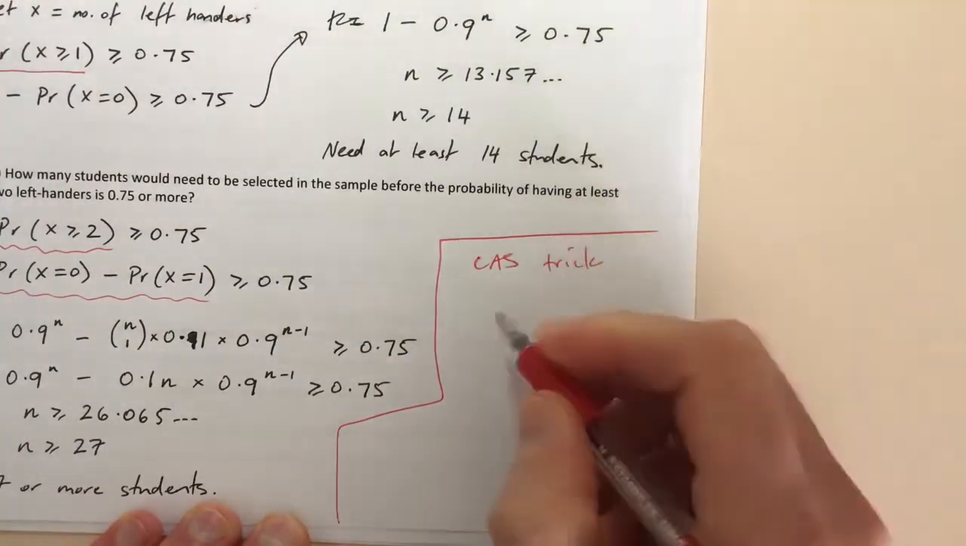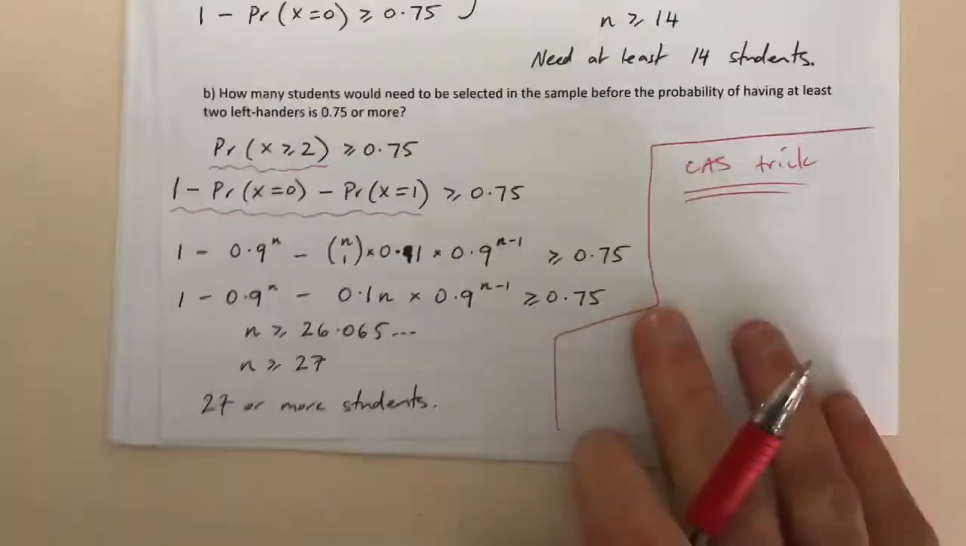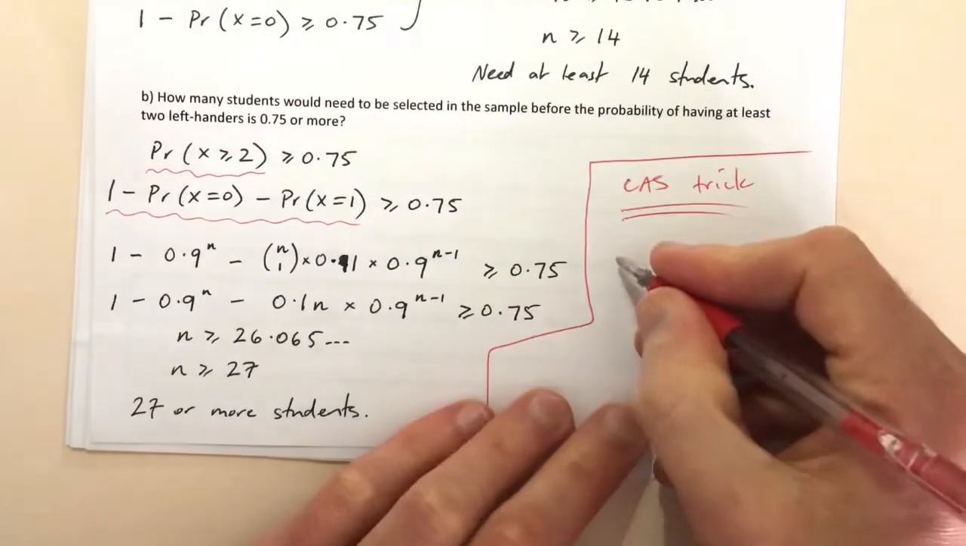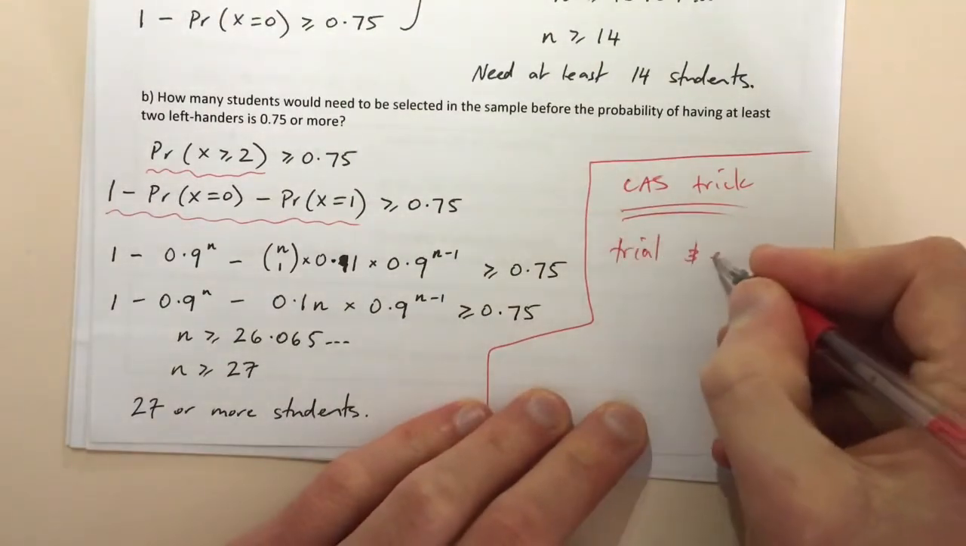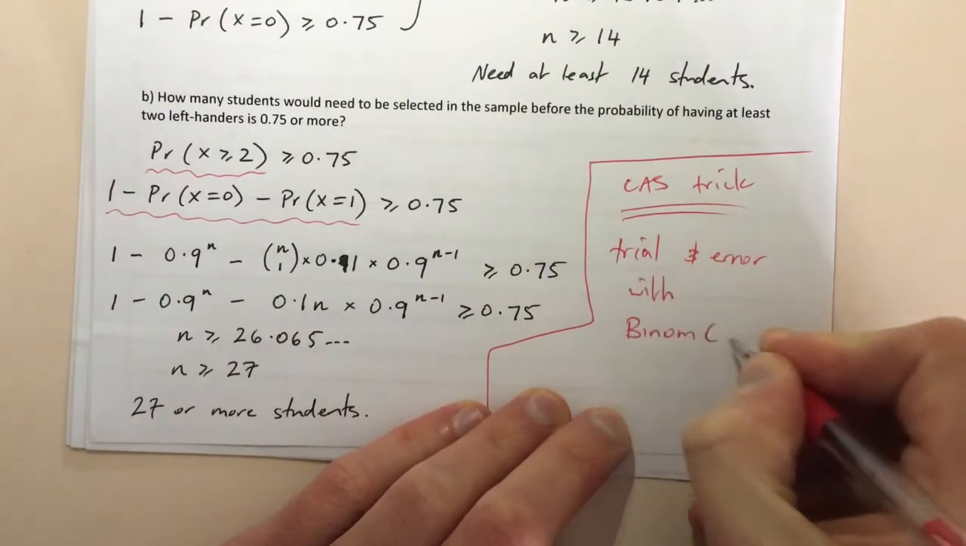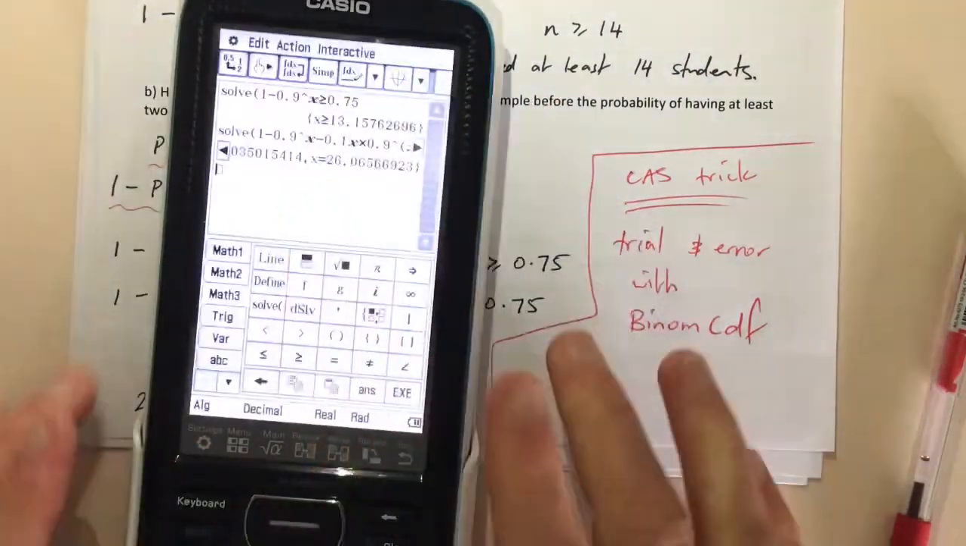The difficulty with this one though is that it's kind of hard to show working out. So if it's a 2 or 3 mark question, you might have to bite the bullet and go with this method. But if it's multiple choice or something like that, you can actually use trial and error with Binomcdf. And I'll show you what I mean by that on the calculator here.